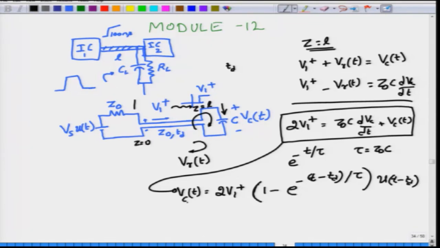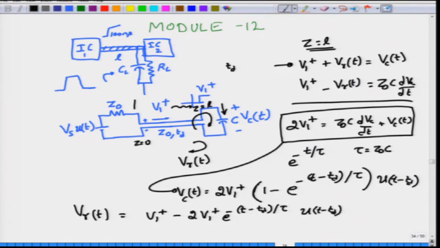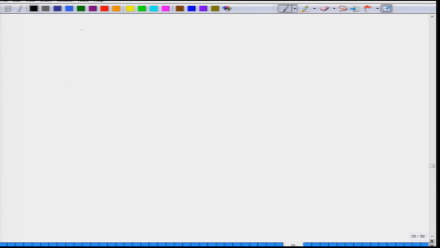Now, we have found Vc of t. We will of course also be interested in finding Vr of t. Vr of t is very simple. You take this Vc of t from the first equation, subtract V1 plus, and you will get Vr of t. If you do that, you are going to get V1 plus minus 2V1 plus e power minus (t minus Td) divided by tau u of (t minus Td). So, this is the equation that you are going to get. Let us sketch the equations. That makes it slightly easier to figure out what is happening.